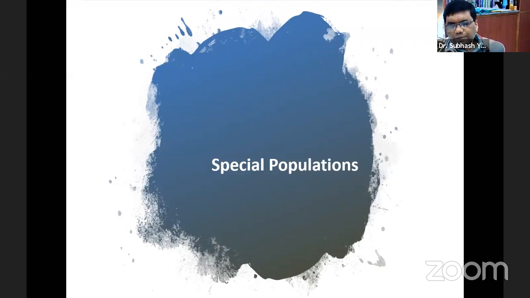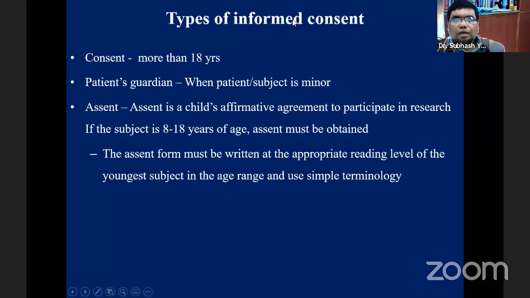Regarding special populations about the consent form, consent is usually taken from those more than 18 years. The patient's guardian signs when the subject is a minor, and when a child of age 8 to 18 signs the form, that is called the assent form. It should be in simple language.